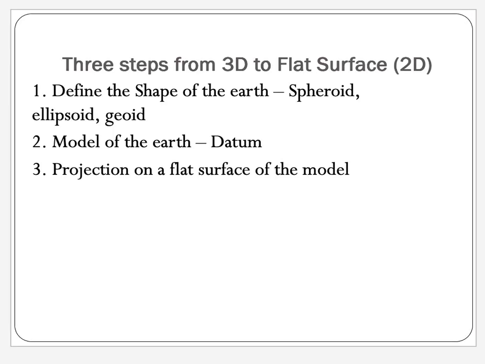Again, we need to convert the Earth's three-dimensional surface to a flat surface. 3D means three-dimensional, so the Earth is round, and we need to convert it to a flat surface, such as our computer screen, a flat map. In order to do that, we need to define the shape of the Earth. There are different ways to define it: spheroids, ellipsoids, and geoids.